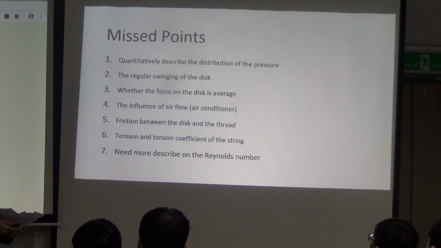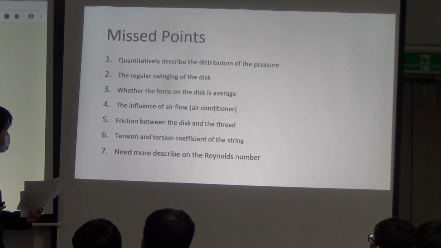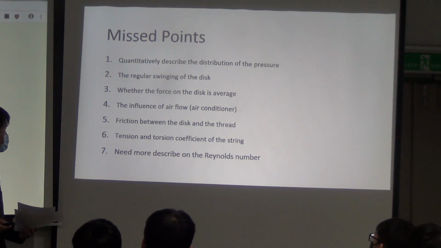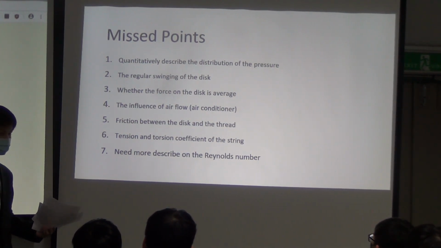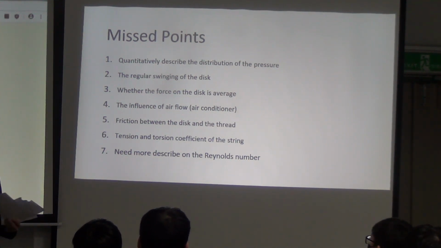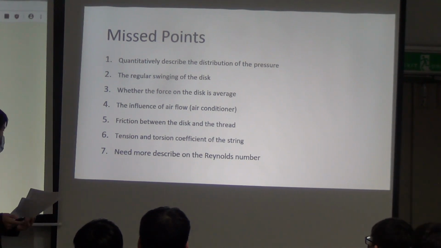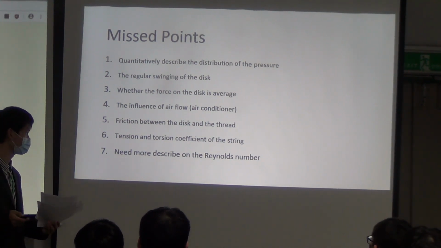So let's talk about the review points. The first will be to quantitatively describe the distribution of the pressure, and the second will be the regular swinging of the disc, and the third one will be whether the force on the disc is average, I think. And the fourth one is the influence of the air flow because they use the air conditioner. And the fifth will be the friction between the disc and the thread. And the sixth will be the tension and torsion coefficient of the spring.